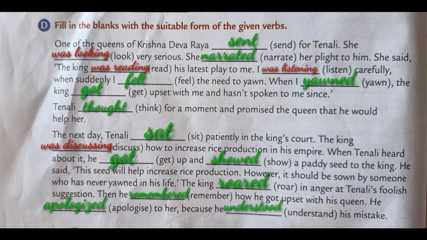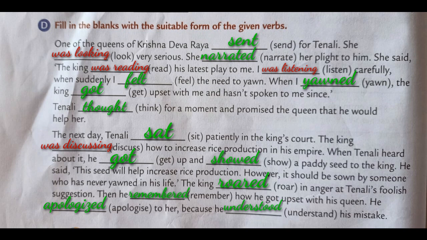Now, exercise D. Fill in the blanks with the suitable form of the given verbs. Here, the verbs are given inside the brackets, children. We have to fill with the suitable form of the verbs. Now, I am going to read the paragraph with answers. Words given in green color are past tense. Then, words given in red color are past continuous tense.